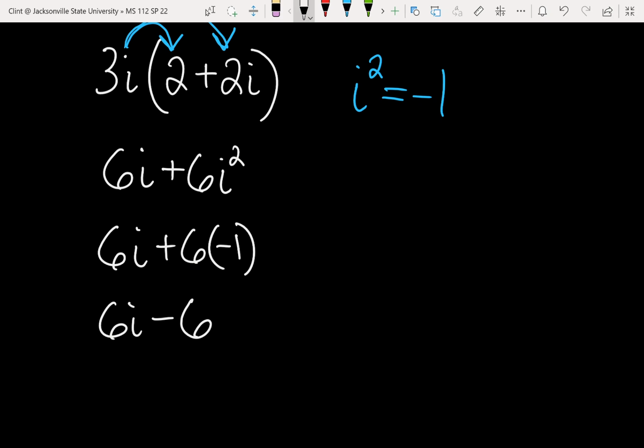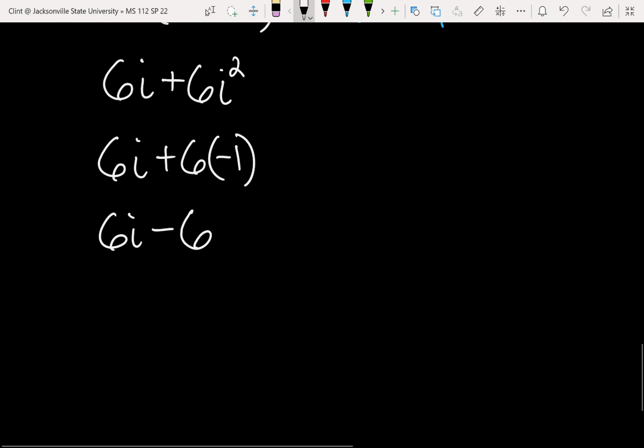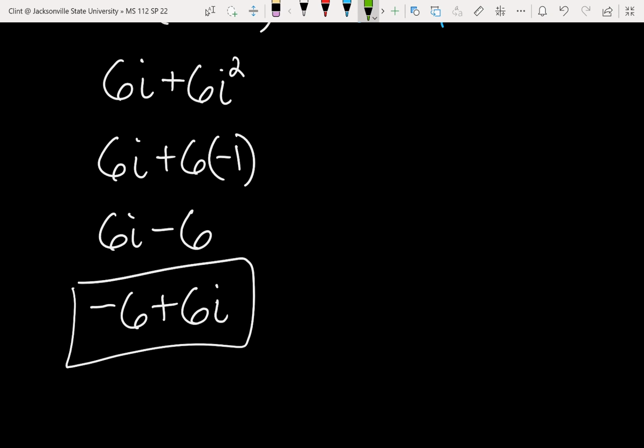And if we want to put it in a plus bi form, some of the problems will say put it in a plus bi form. So we want the real part first and then the imaginary part with the i. All we have to do is switch the order here, so we can say -6 plus 6i. That would be a plus bi.